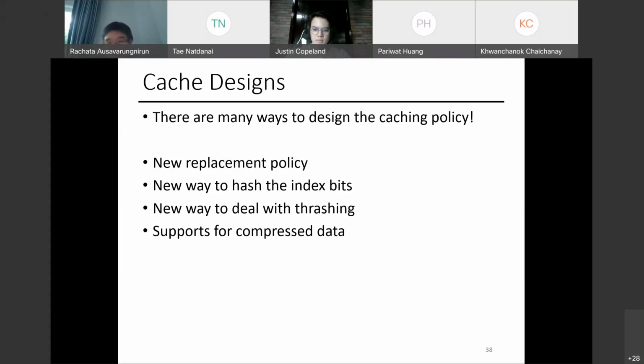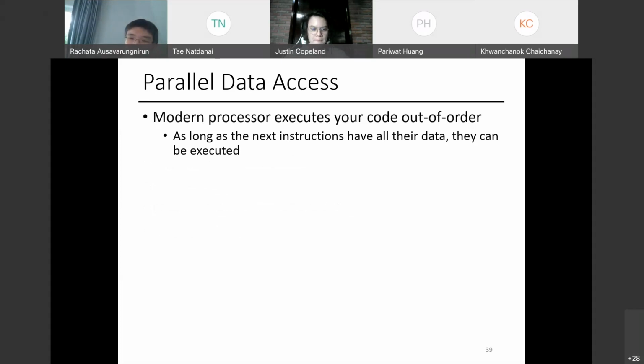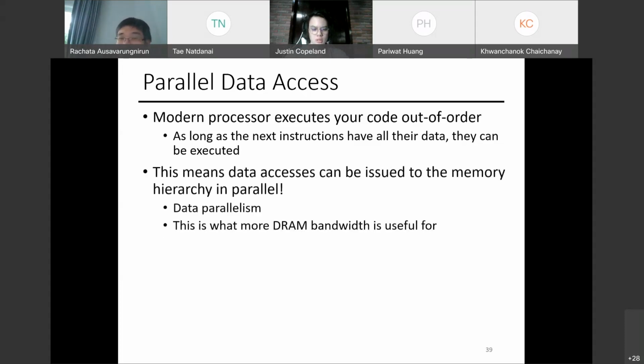Why is that the case? Now your 2 megabyte cache would behave like a 4 megabyte cache. Yay! So you can put more things in the cache. You can also handle parallel data access. A modern processor, the one that we didn't discuss, the one that can run things out of order, can issue many instructions at the same time, as long as the next instruction has the data it needs to be executed. So the data accesses into the memory can happen in parallel.